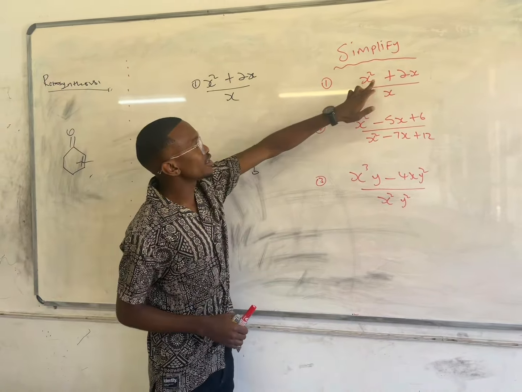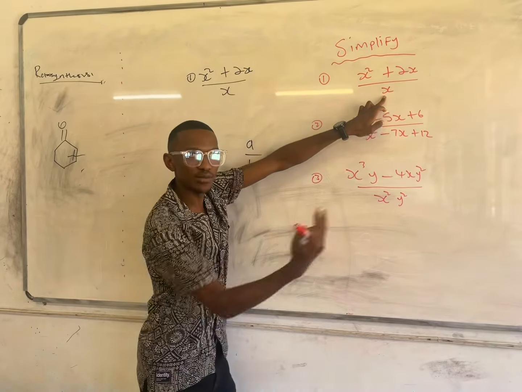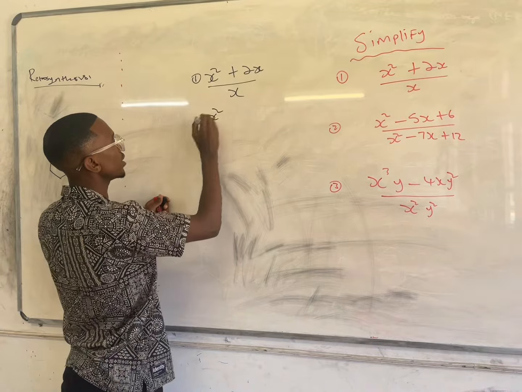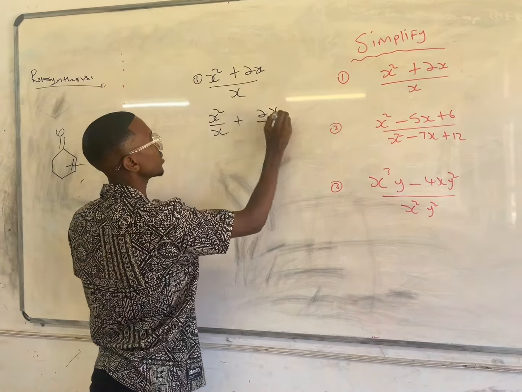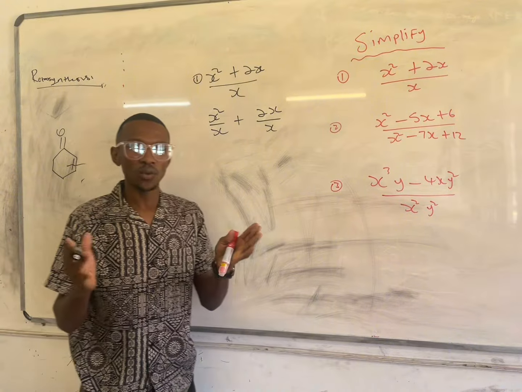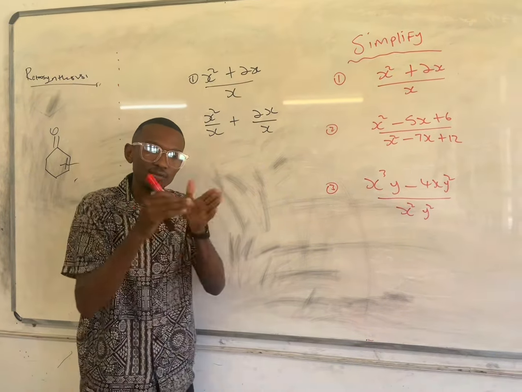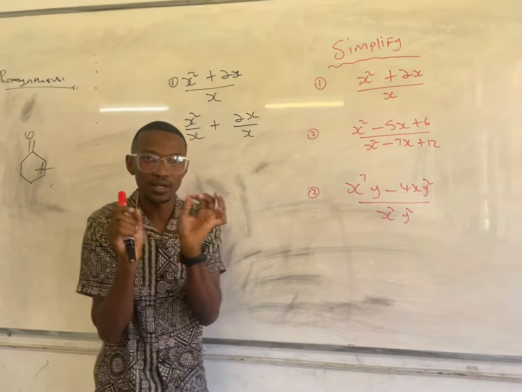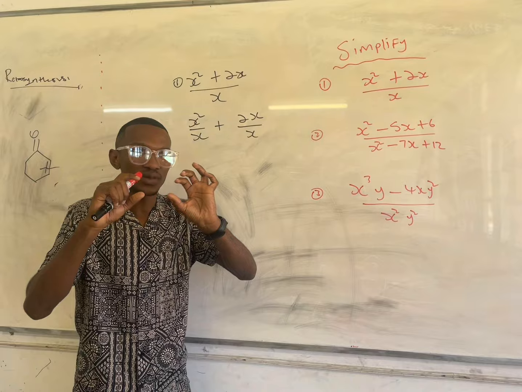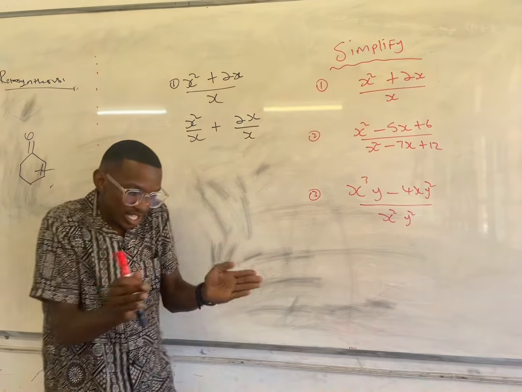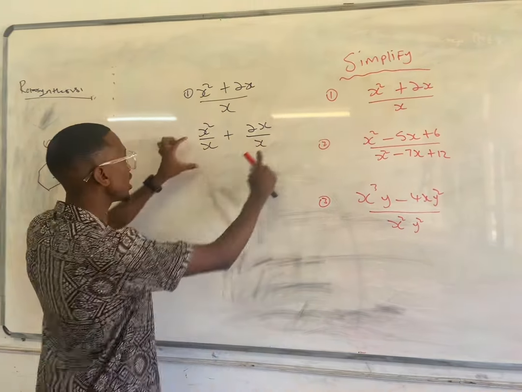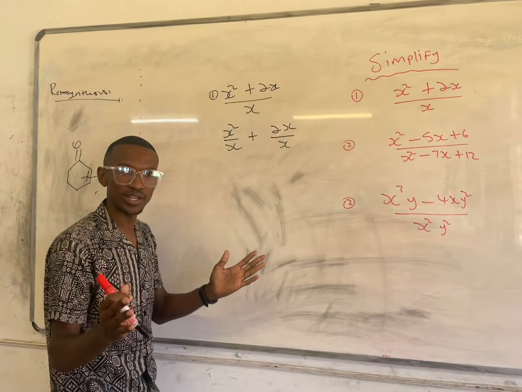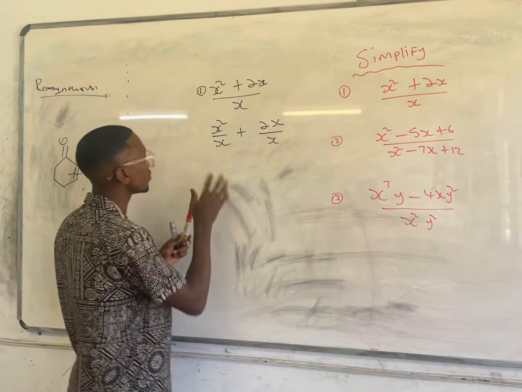So now you can see that these 2 numerators are sharing the x, so we can break down the fraction. I can make it like this: x squared over x plus 2x over x. What did I do? I just decomposed the fraction, I broke it down into 2 pieces. Because remember, when we have 2 fractions with the same denominator, we keep the denominator and add the numerators. So I had to reverse it back. Now, check it out.